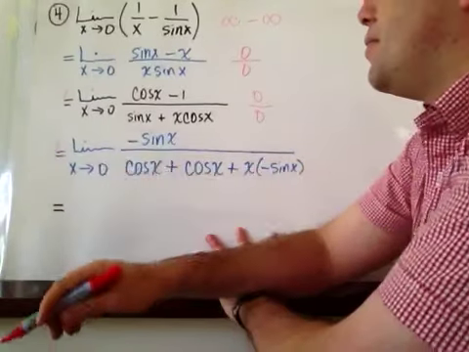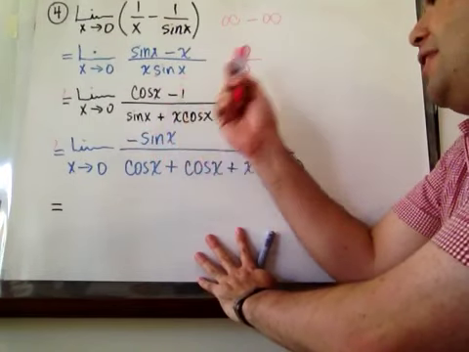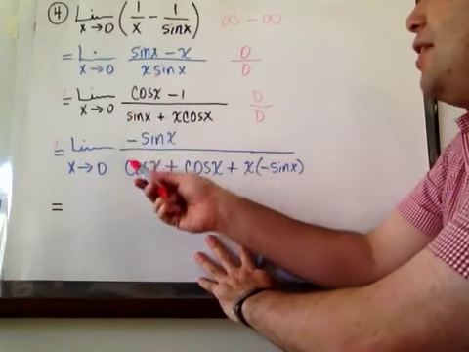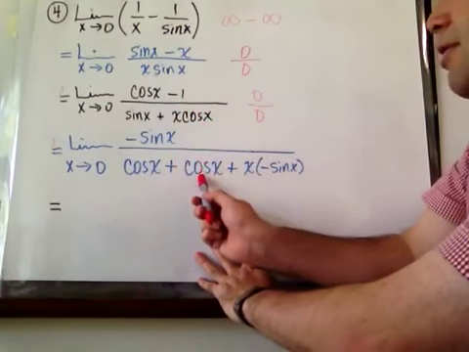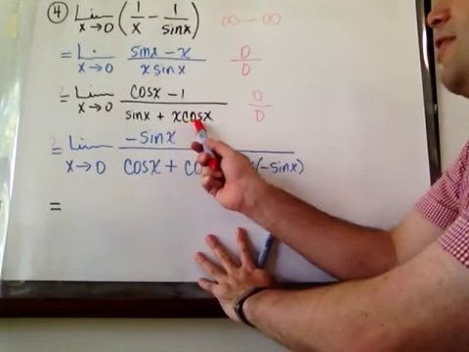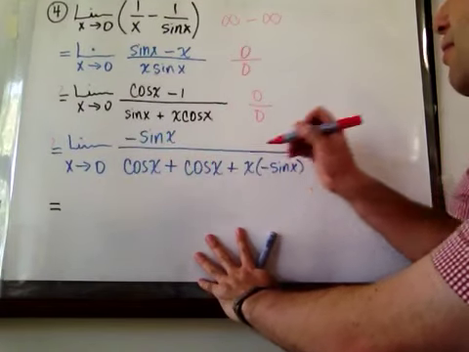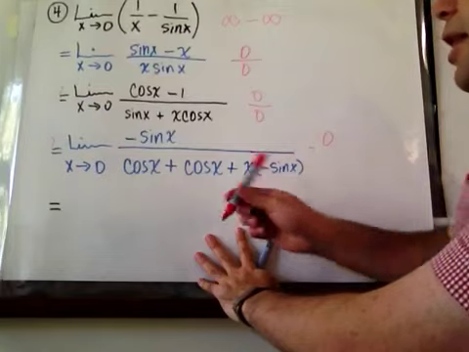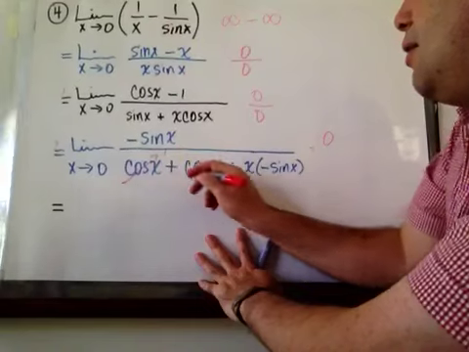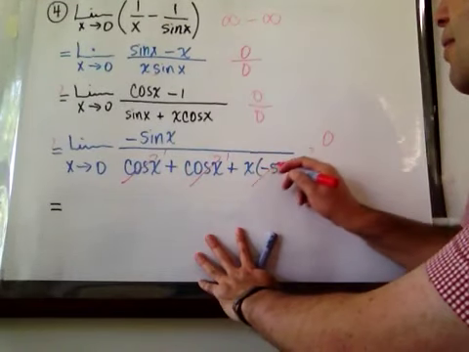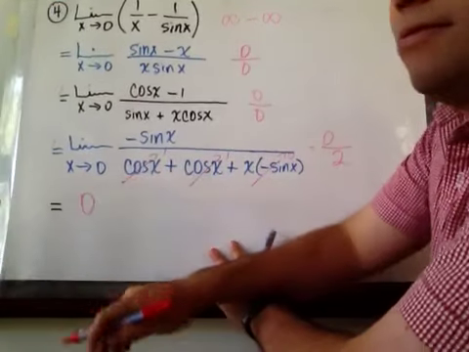Differentiate again. Derivative of cosine is negative sine. Derivative of negative 1 is 0. Derivative of sine is cosine. This is a product, so derivative of x is 1 times cosine, plus x times the derivative of cosine, which is x times negative sine. Now this is 0. Cosine of 0 is 1, cosine of 0 is 1, so this is 1, 1, and this is 0. So it's 0 over 2, which is 0.